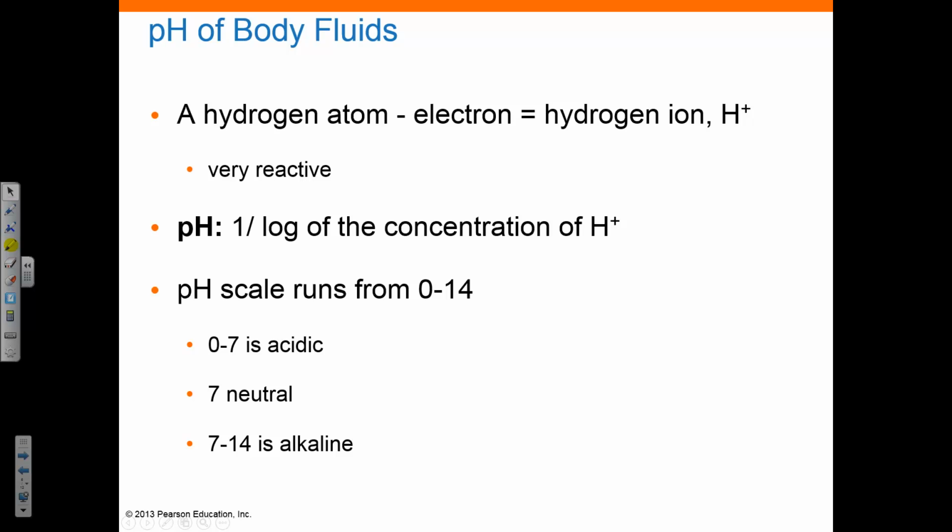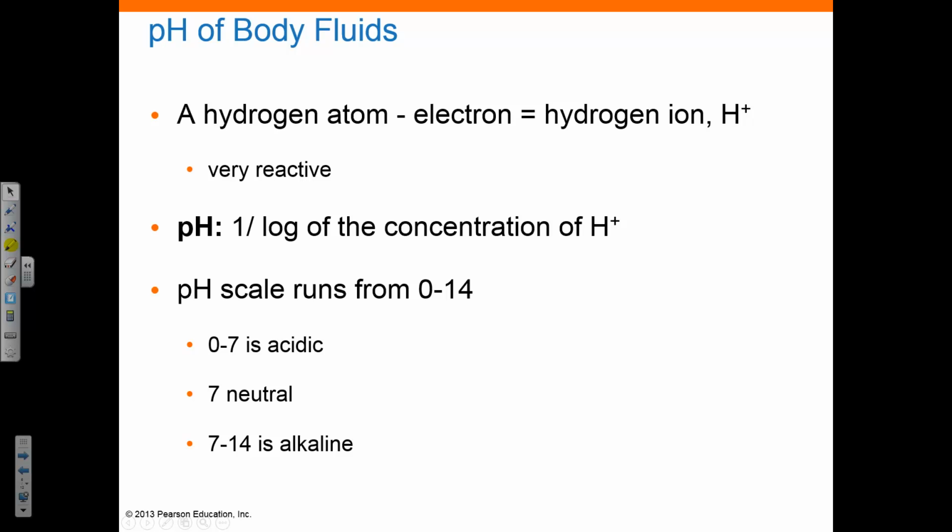In the body, hydrogen often loses its electron and becomes a hydrogen ion, H+. Hydrogen ions are sometimes referred to as protons. Hydrogen ions are very reactive and can have adverse effects on cells and molecules in the body. For example, if the concentration of hydrogen ions gets too high in the body fluids, chemical bonds can begin to break, molecular shapes can begin to change, and cell and tissue functions can be impaired.